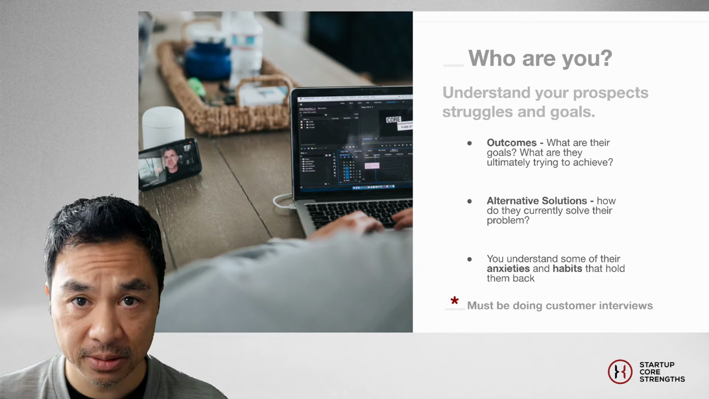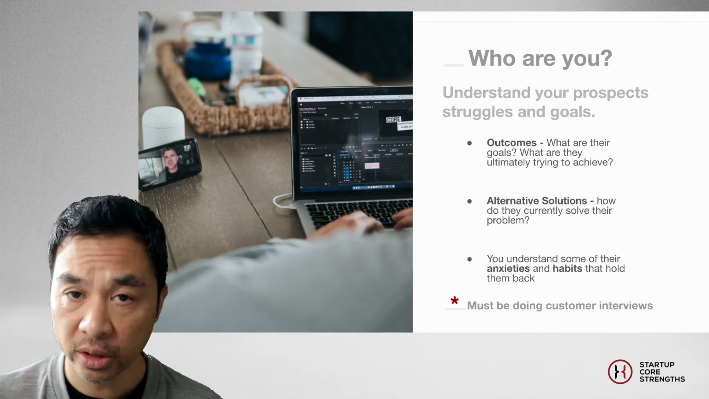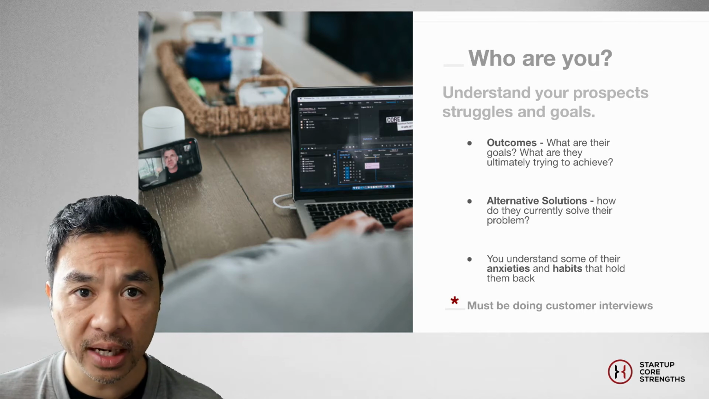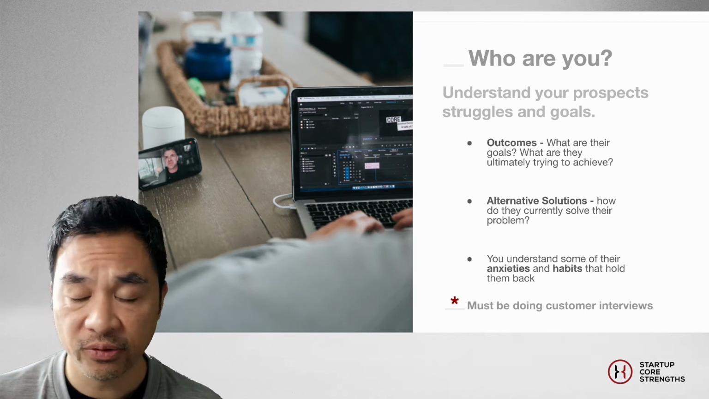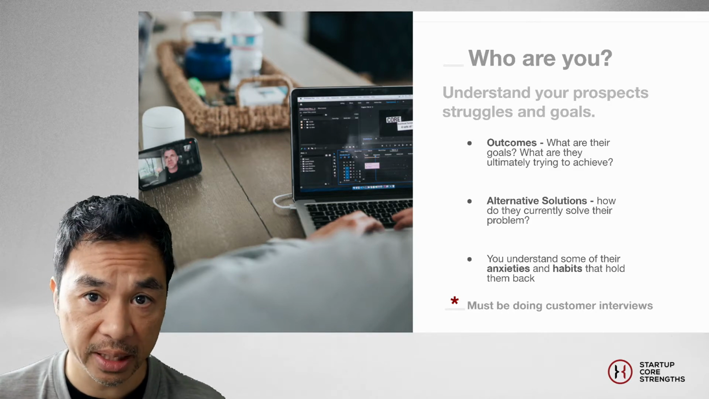So let's talk about outcomes. An outcome is nothing more than their ultimate goal. What are they trying to achieve? We can divide outcomes into different levels: functional, emotional, and social. So let me explain. Functional.